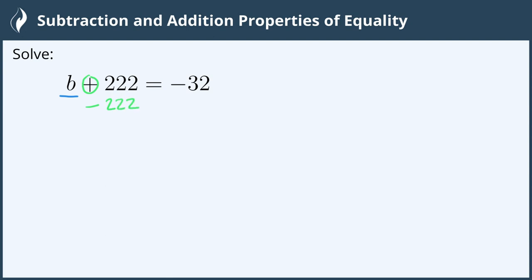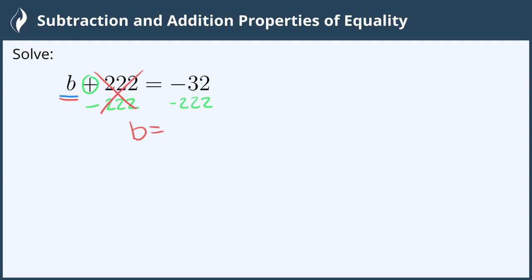But we can't just subtract it on one side of the equal sign. We must subtract it on both sides because this will keep the equal sign balanced. 222 minus 222 is 0, or we can just say that it cancels. And b plus 0 is just b, so this just means that the only thing left on this side of the equal sign is the variable b, and that's exactly what we wanted to do, to isolate the variable.